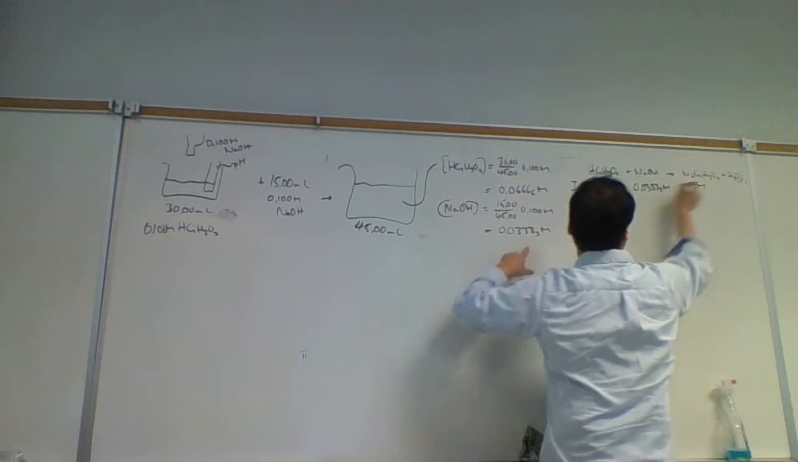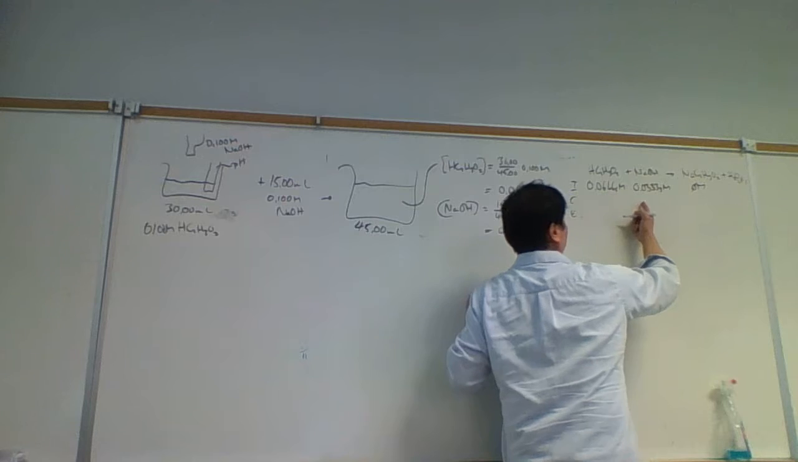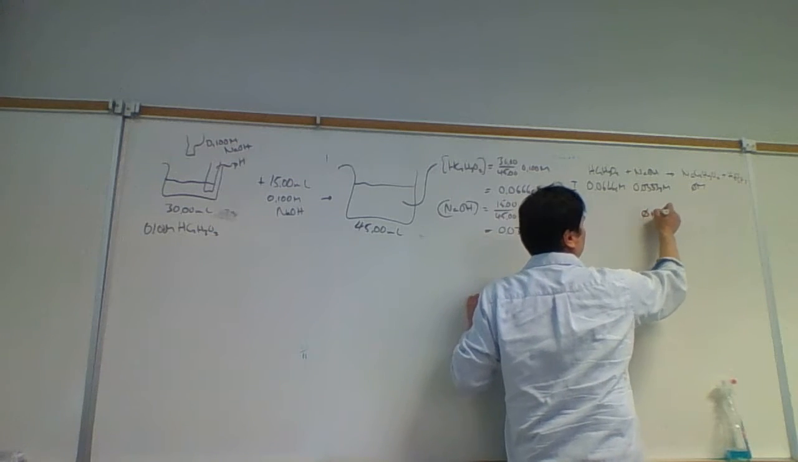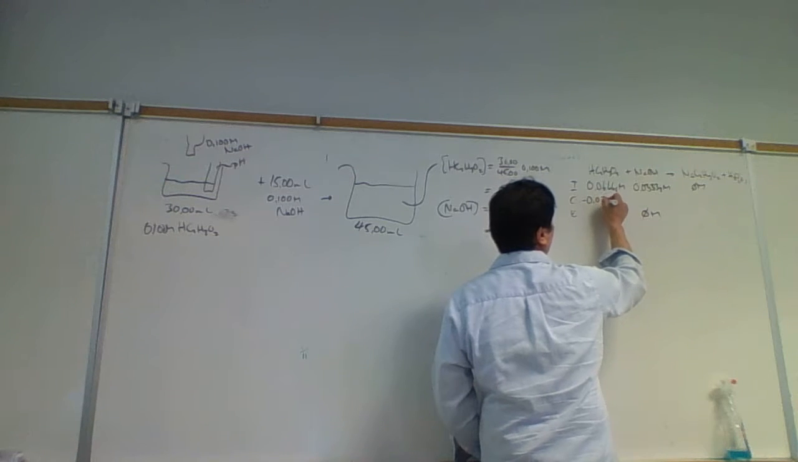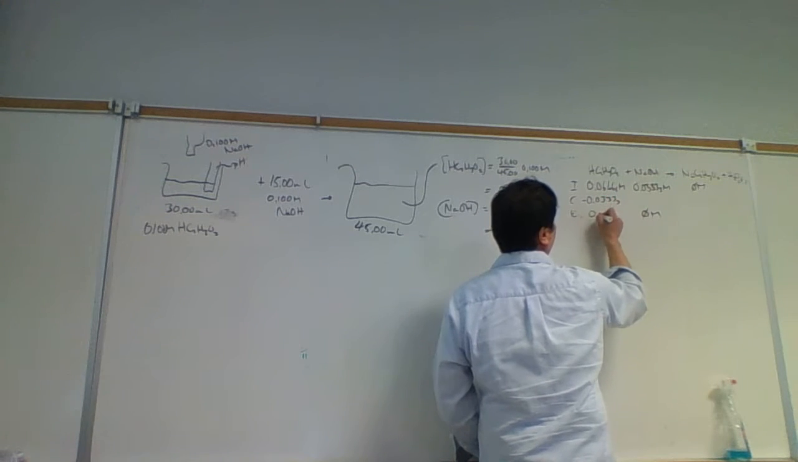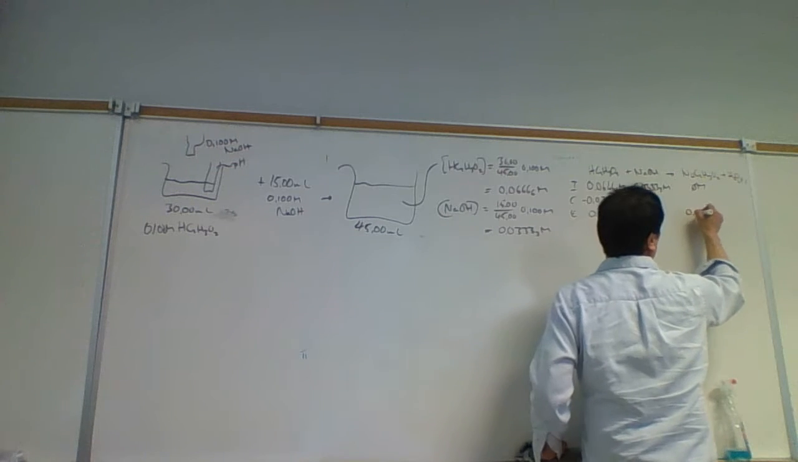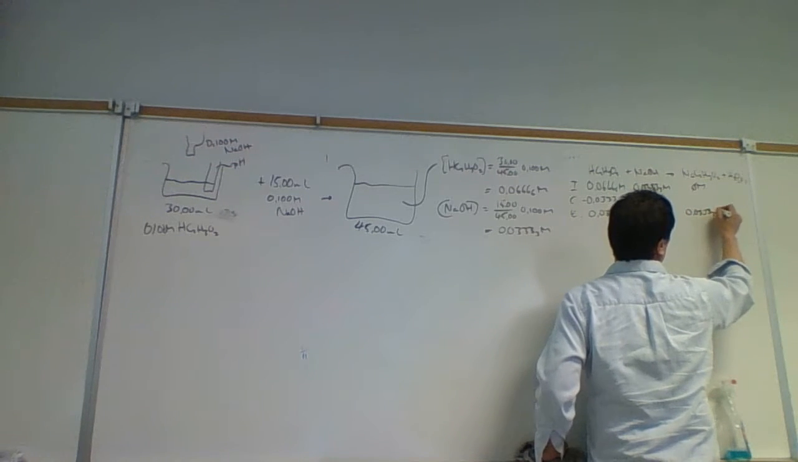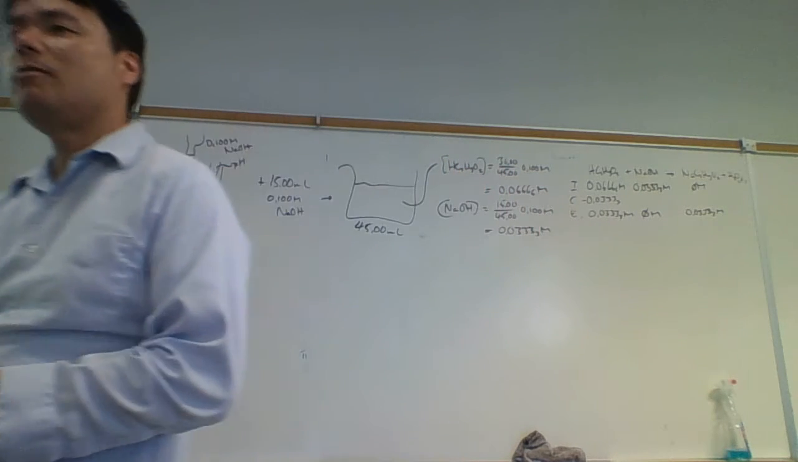We got 0 molar here, and so the change is going to be complete. What's the limiting reagent here? This is sodium hydroxide. Sodium hydroxide is completely consumed, 0 molar. And so this is going to be minus 0.03333. This is going to leave me with 0.03333 molar here and 0.03333 molar here. All right, that's step 1.